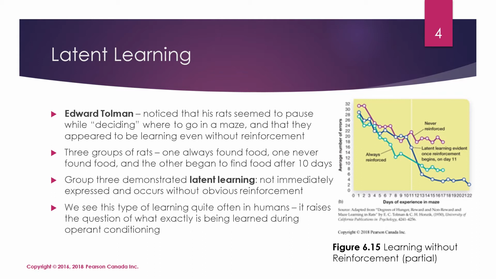So even though they weren't being reinforced for finding the center of the maze in those first 10 days, it was clear by how quickly they picked it up from the 11th day onward that they had in fact been learning things about the layout of the maze and how to find the middle of the maze within those first 10 days. So we see this type of learning quite often in humans. It raises the question of what exactly is being learned during operant conditioning.